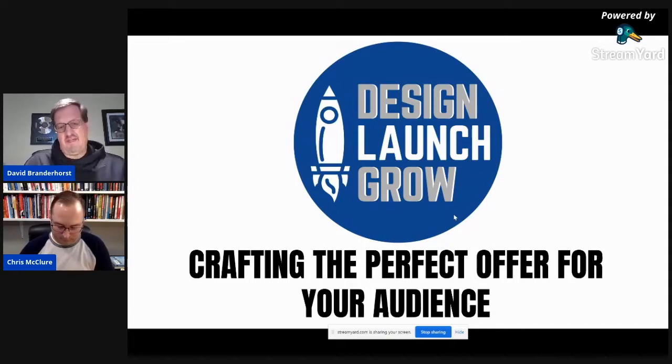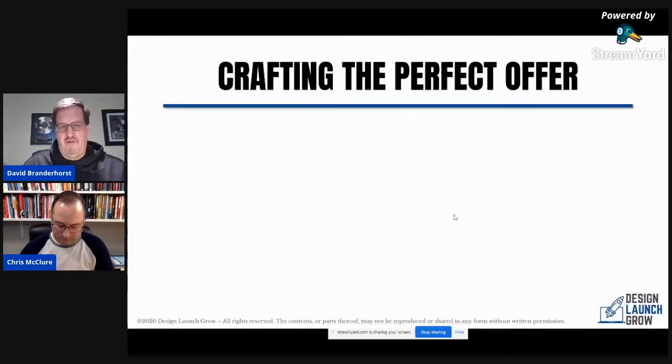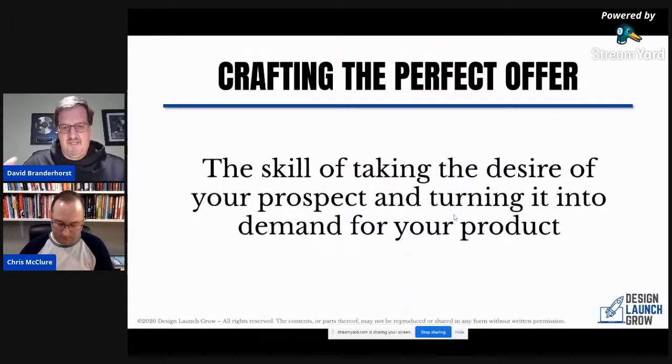Why? And this is one of the big steps in the process. You've got to understand, what do you have to do to know that your offer is going to work? So this is a skill. It really is. It's the skill of taking the desire of your prospect and turning it into demand for your product. So your prospect has desires. They have things that they want. They have things that they want to do. They have problems they want to solve, things that they want for their life.